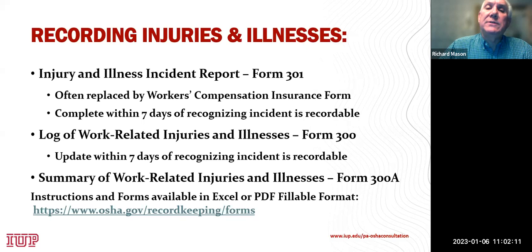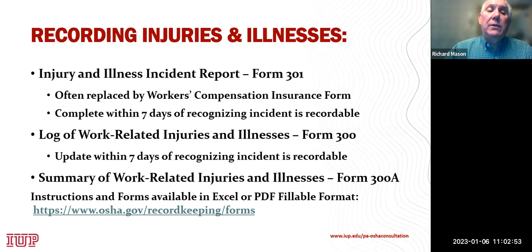Once you fill out your workers' compensation report, you're not required also to do a 301 report. So in most cases, we don't see 301s. We'll see workers' compensation forms. Again, as I mentioned, these need to be completed within 7 days of recognizing the incident. The second important OSHA form is the OSHA log. This is the log of work-related injuries and illnesses. It's just a running list of any recordable injuries or illnesses you've had for the year. We'll talk a little bit more about how you fill this out. But again, once you've recognized the incident is recordable, you've got to get it on the log within 7 days.